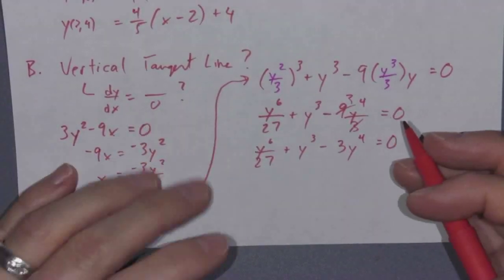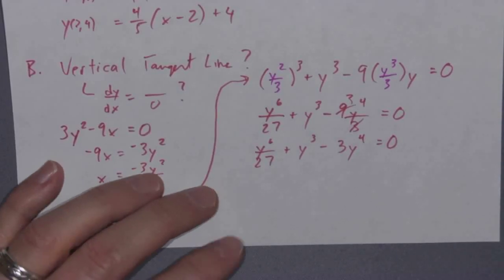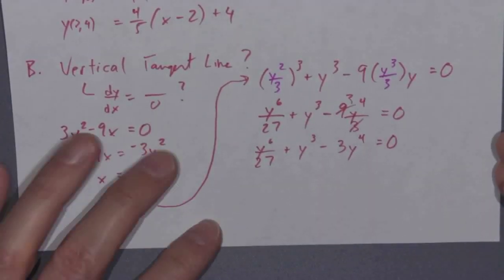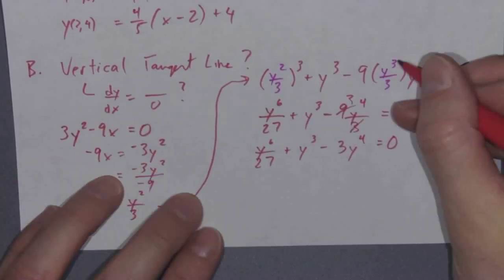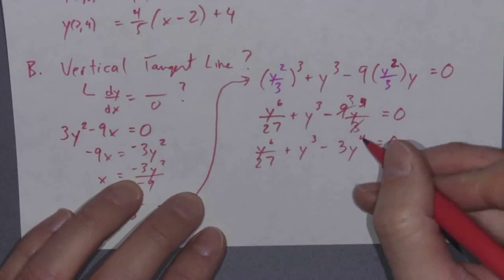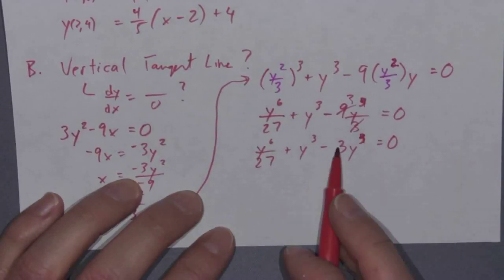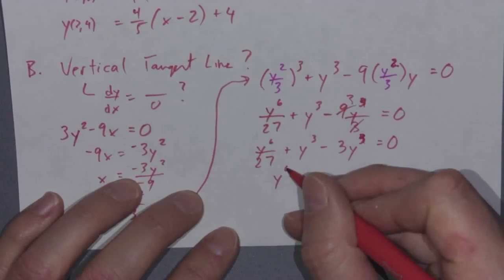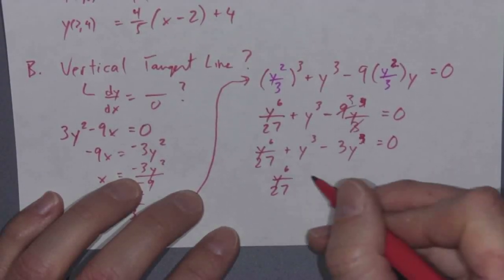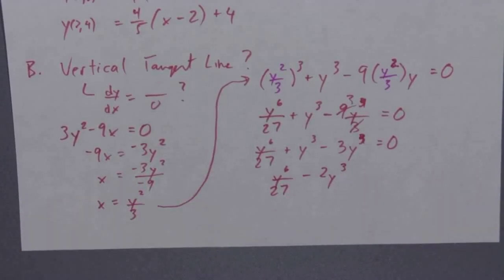Okay, let's keep this going here. We want to, did I miss the, oh, it's y squared. That's y squared, so that should be 3. These guys are like terms, so that actually is negative 2. So y to the 6th over 27 minus 2y to the 3rd, and that has to equal 0.